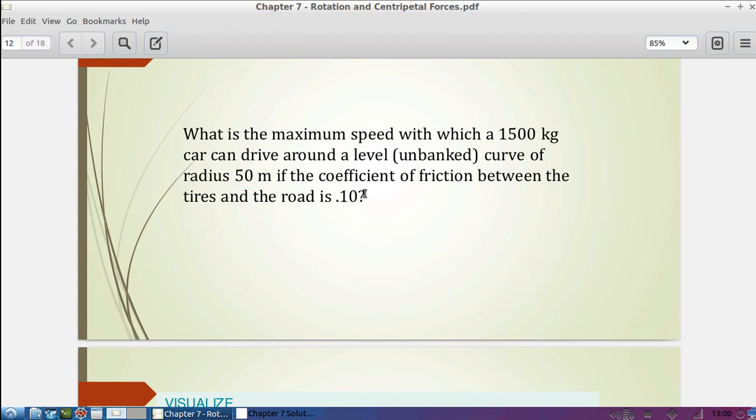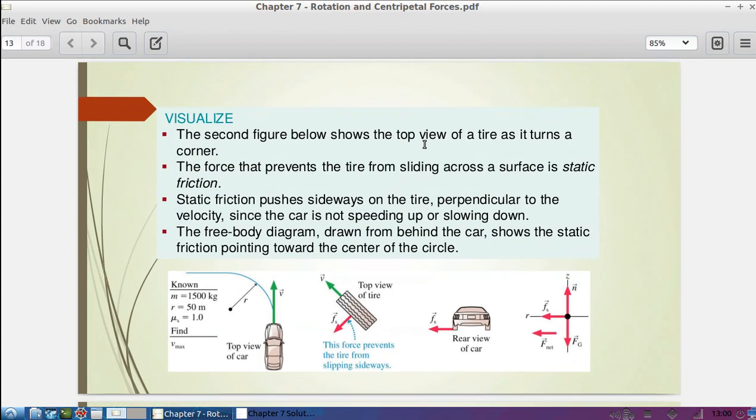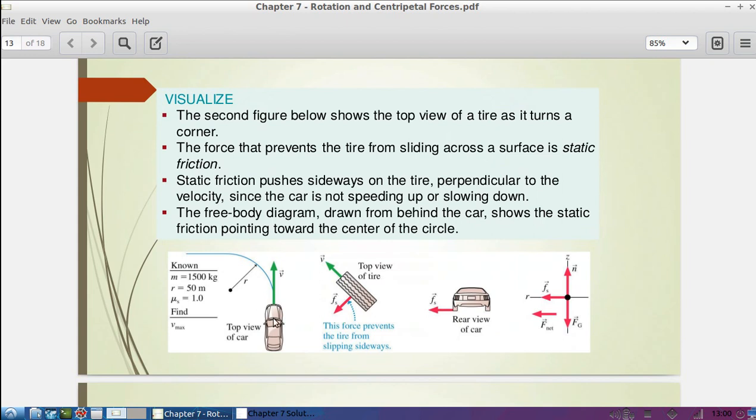So we've got a coefficient of friction between the tires and the road. We've got a radius of this circular path, and we've got the mass of the car. So we want to know how fast this car can negotiate the curve without sliding. So what's happening? How are we allowed to even go around curves on the road? Because when you hit a curve, you have a velocity in this direction. But you turn the tires.